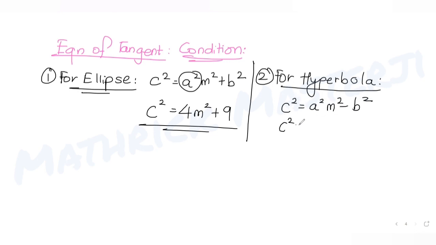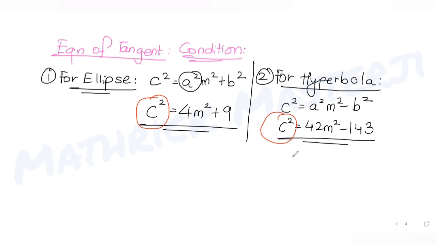So from here I get c square as 42m square minus 143. So you have both of the conditions for the tangency for both of the curves, ellipse and hyperbola. Now once you know both the conditions, you see the left hand sides in both of them is the same, c square. And we are having that common tangent touching the two curves, ellipse and hyperbola.